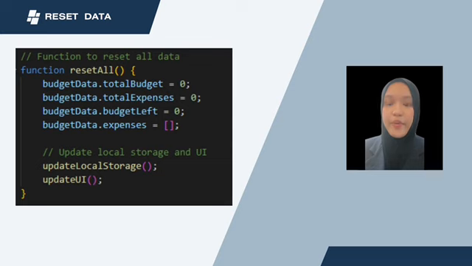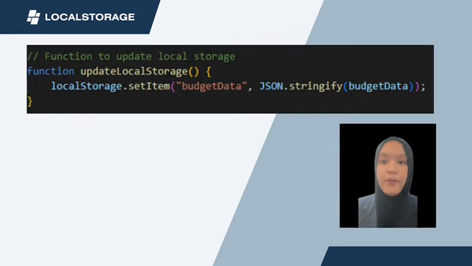The reset functionality allows users to clear all budget and expense data, effectively resetting the application to its initial state. The resetBudget function is called when the reset button is clicked. It sets the budgetData object to its initial state with zero total budget, zero total expenses, and an empty expenses array. Local storage is used to persist the budget and expense data across browser sessions.